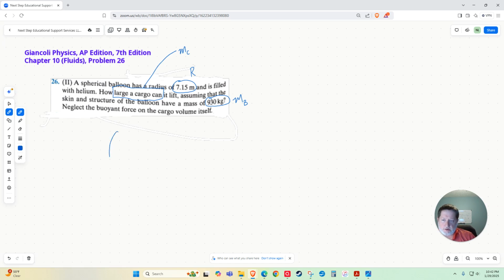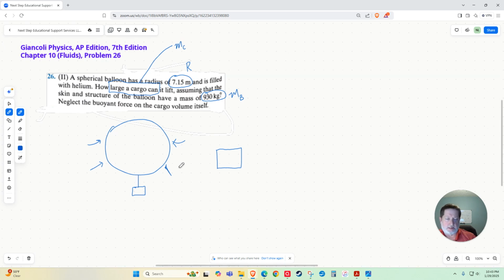A picture often helps. So I got a large spherical balloon. It's holding up what is presumably a dimensionally small cargo here because they told us to ignore the buoyant force on the cargo itself. So we're assuming it's small relative to the balloon. And another useful thing here is a free body diagram. Because what's happening is this balloon is pushing air out of the way. It's displacing a lot of air. The gravity acting on that air that has been displaced is pushing back on the balloon, creating lift on the balloon to offset the weight of the cargo. Again, this is an example of Archimedes' principle.